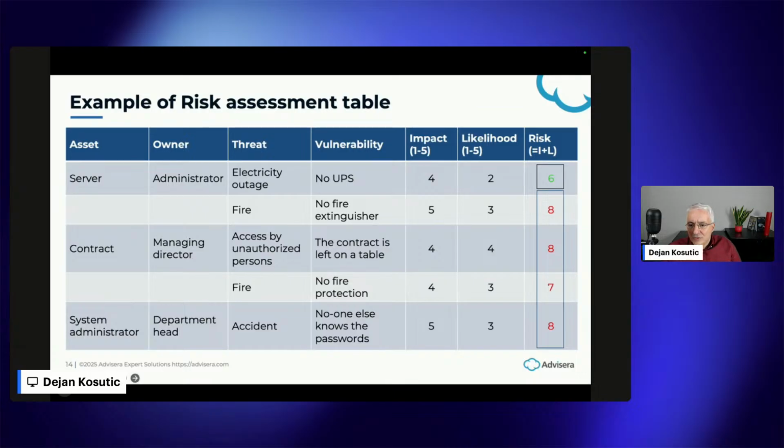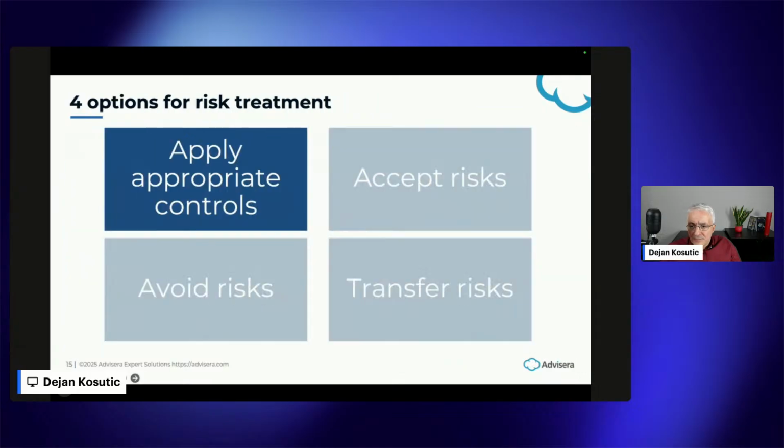Okay, now let's move on to the next slide, and this is about these 4 options for risk treatment. ISO 27001 allows you to use any kind of treatment options, but again, in most cases these 4 options are used, and out of these 4, this first one, applying appropriate controls, is the most common one. So applying appropriate controls basically means selecting controls from Annex A, from these 93 controls.